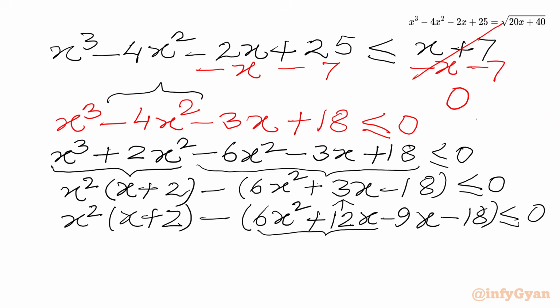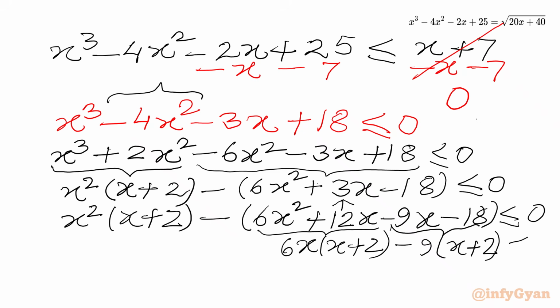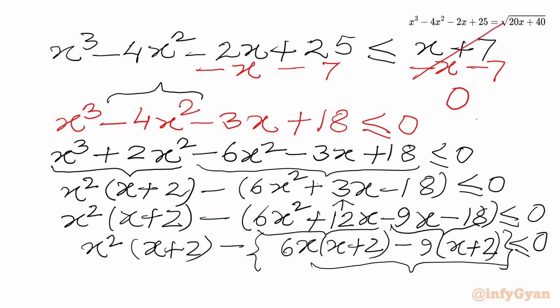Now we will take 6x common from here. So in the bracket there would be x plus 2. We will take minus 9 common from here. We will get x plus 2 in the bracket less than or equal to 0. Here we have minus sign, so let us use curly bracket. Here we have x square times x plus 2. Now we can take x plus 2 common from here. So we will get minus x plus 2 times 6x minus 9.